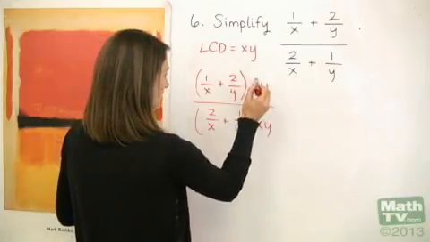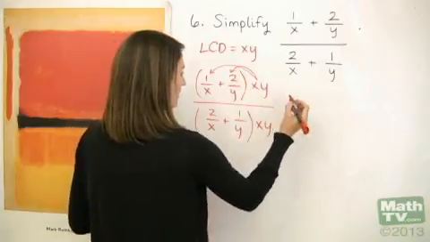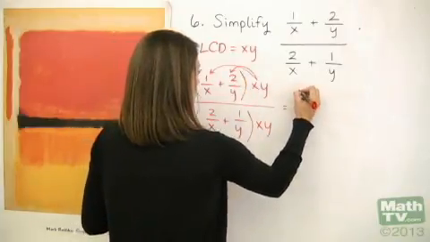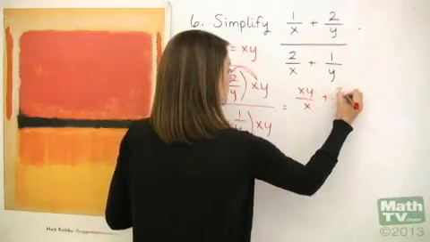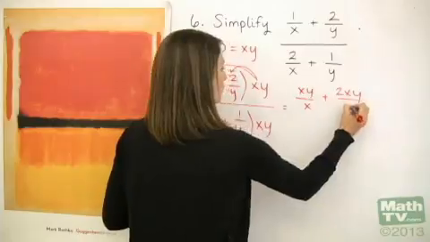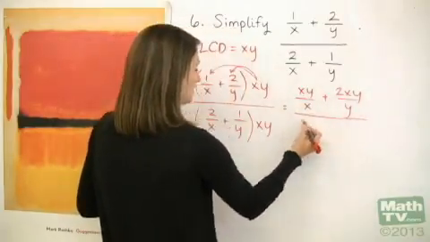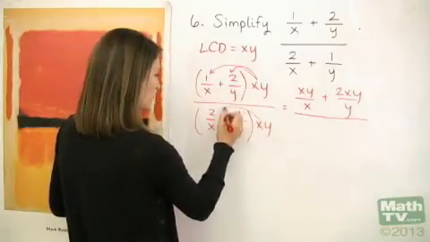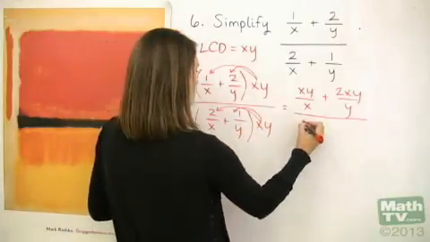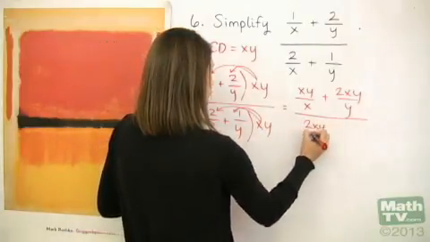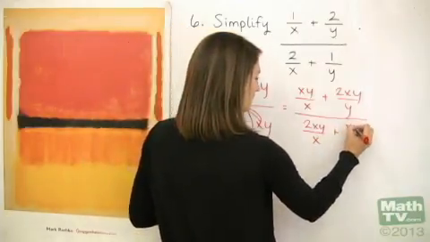So let's start in the top. We're going to distribute the xy here and the xy to our second term as well. So this is going to be equal to xy over x plus 2xy over y. Now this is just the top part of our complex fraction. We distribute the xy over the first and the second term in the parentheses here, and we have 2xy over x plus xy over y.